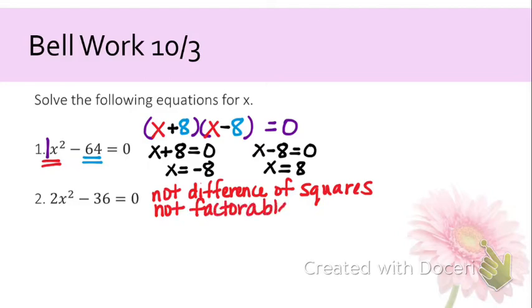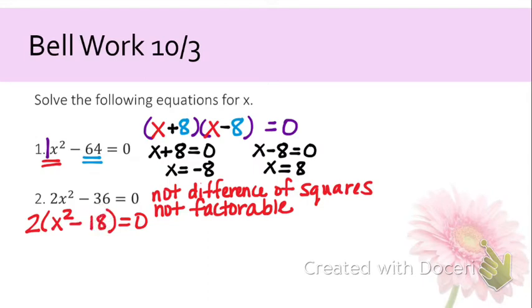Now, even if we take out our greatest common factor, and what is the greatest common factor? What can I divide both of these by? By 2. If I take out that 2, I'm still not left with the difference of two squares, because 18 is not a perfect square. Okay, so let's just solve it.